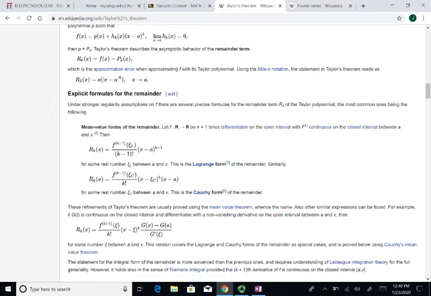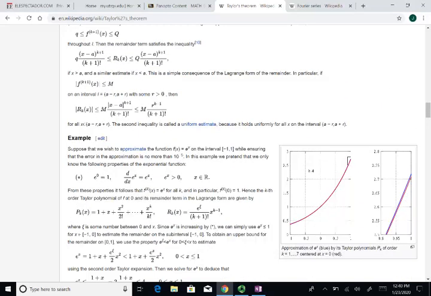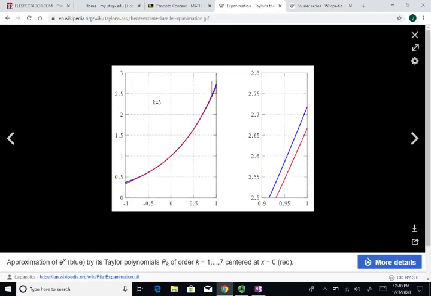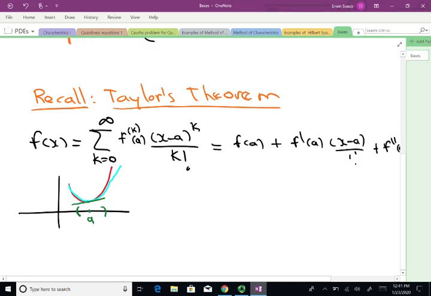Wikipedia gives us a nice example here. You have a function, the exponential function, and you start with approximations. This is k1, k2, k3, k4. So k1 is only one derivative, k2 is 2 derivatives, k3 is 3 derivatives, k4 is 4 derivatives, k5 is 5 derivatives. Basically that k is giving you the number of terms in this sum.